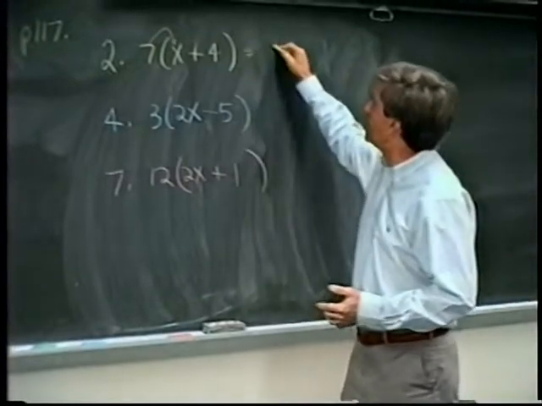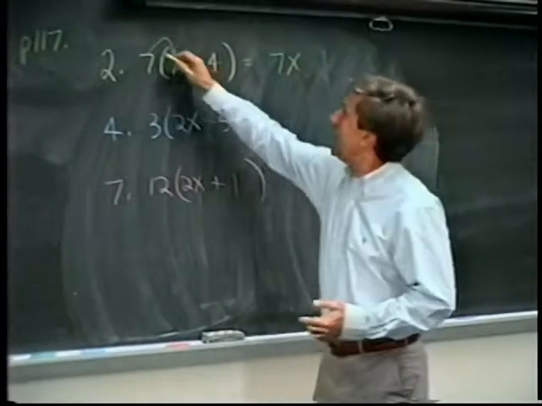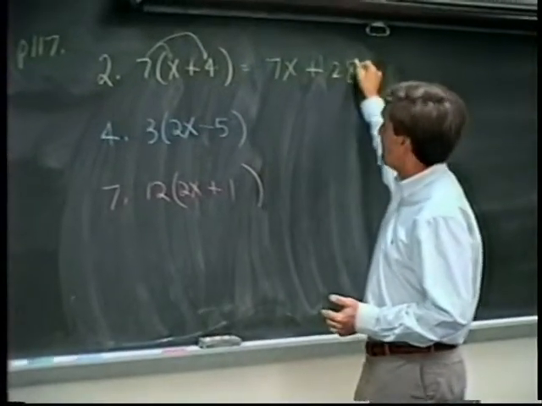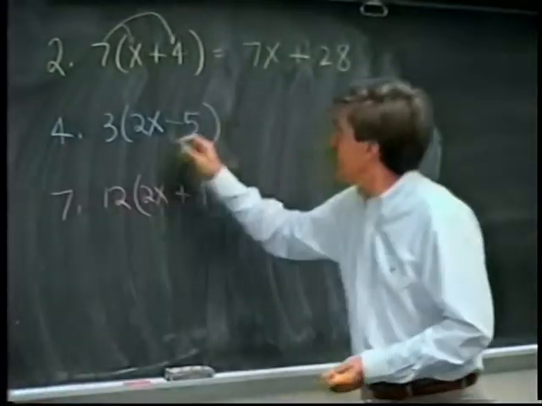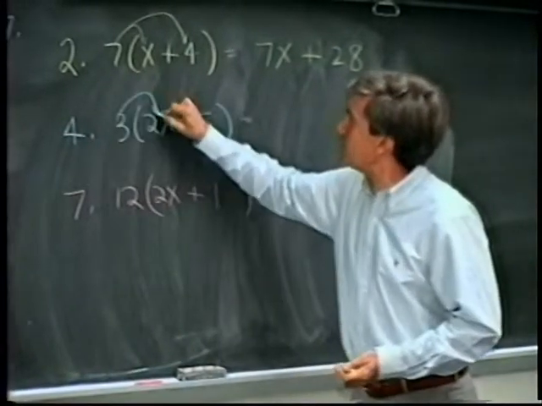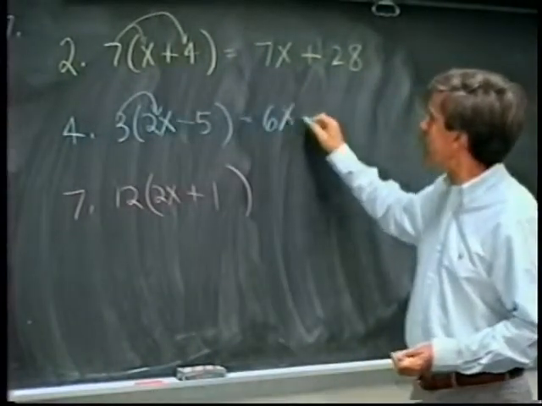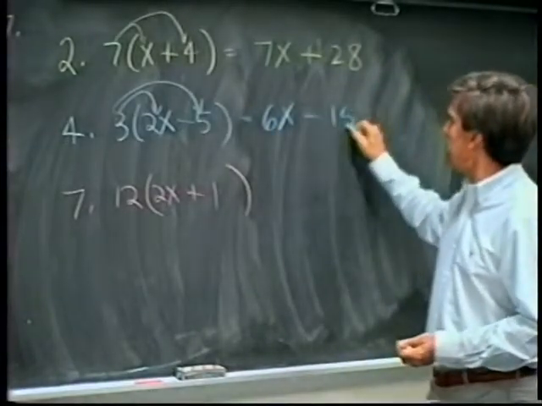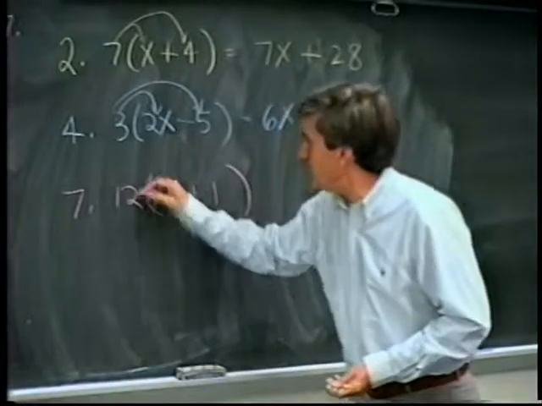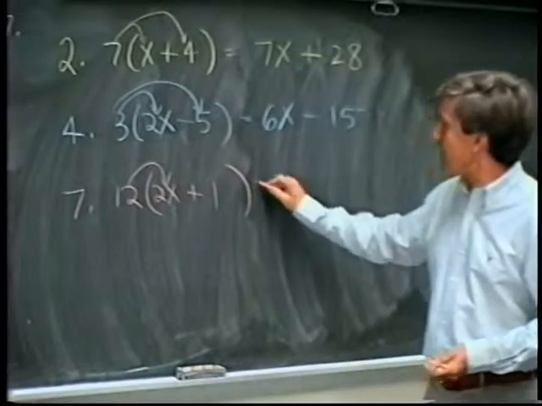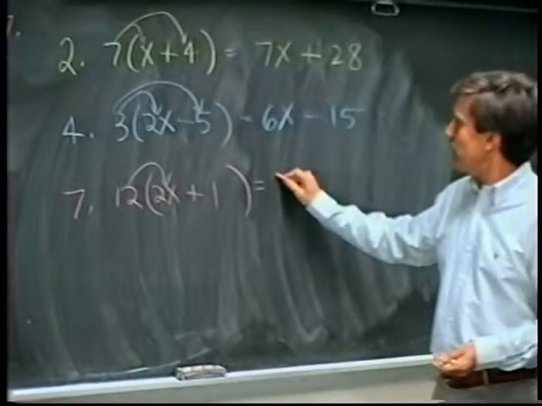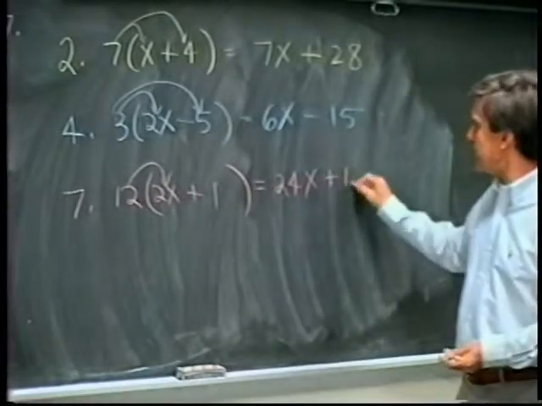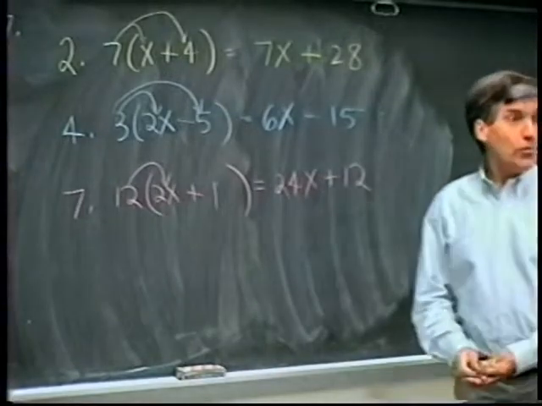the x, which would give you what? 7x. And 7 times the 4 would be plus 28. For the second example, you'd have 3 times 2x would be 6x. And 3 times negative 5 would be negative 15. And the third one would be 12 times 2x, which would be 24x. And 12 times 1 would be plus 12. Is that right? We all know how to do that.